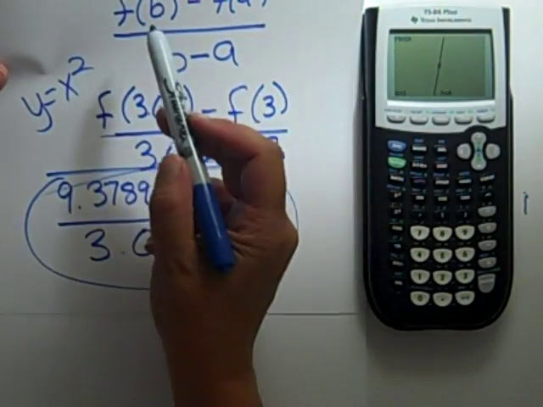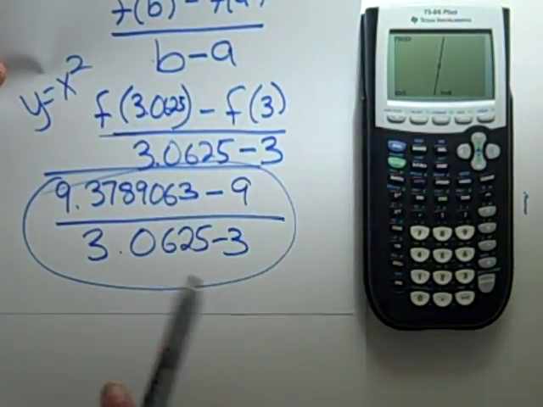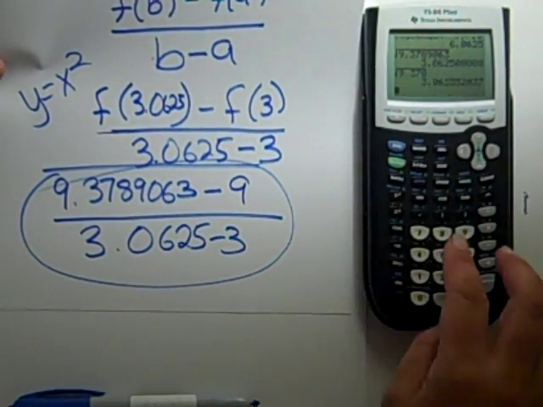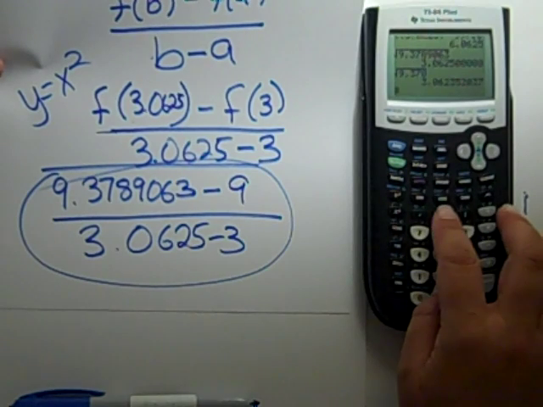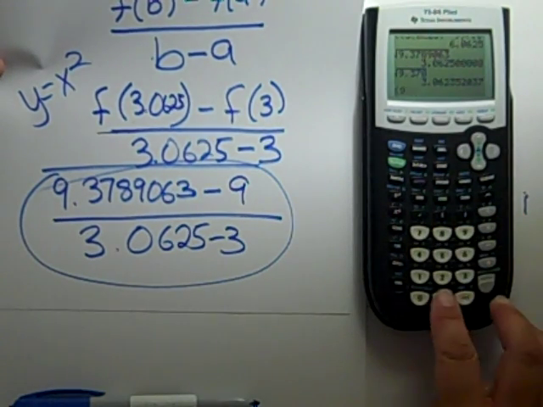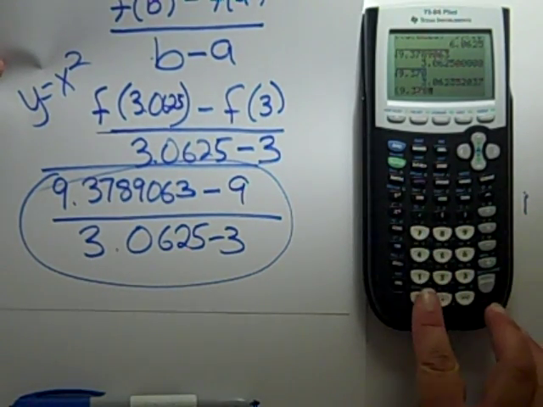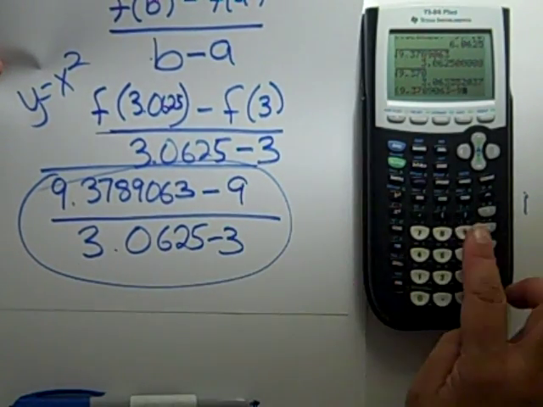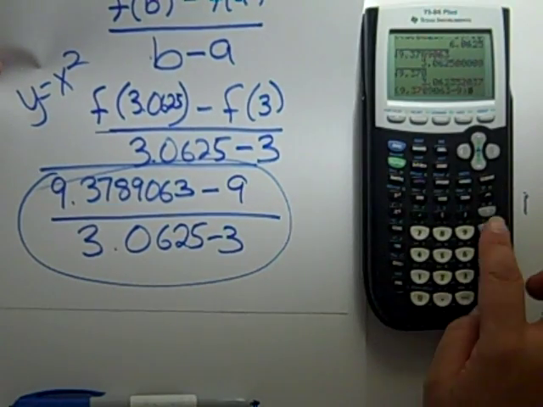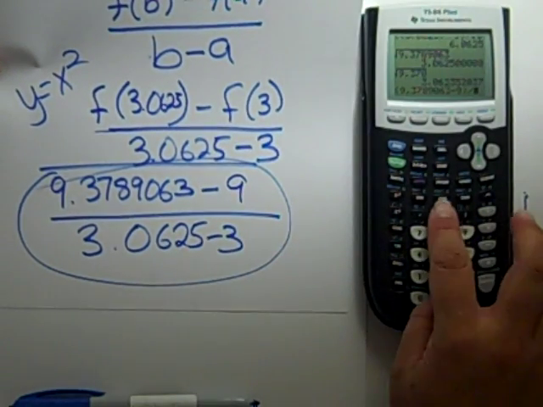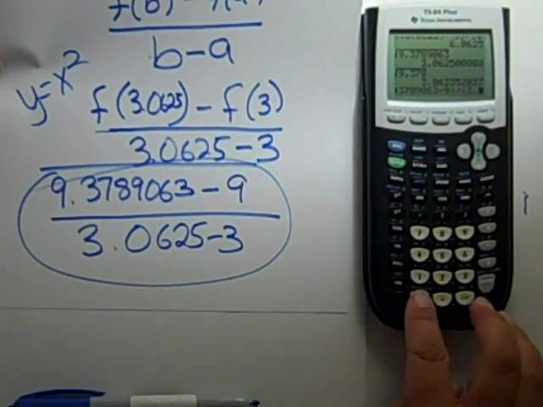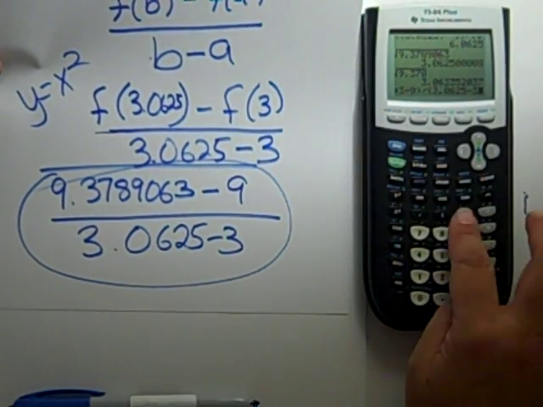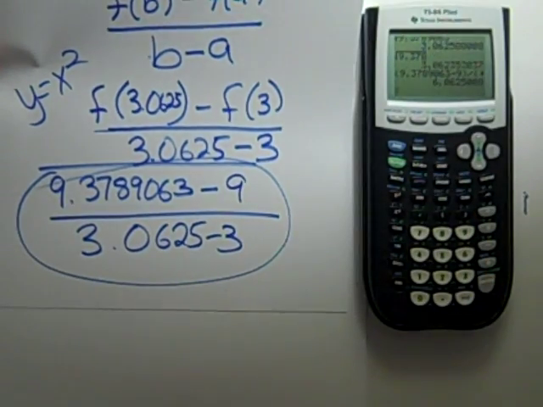So now I filled in all the numbers. F of b minus f of a over b minus a. Okay, and let's calculate this. So I'm going to do second quit. I'm going to use some parentheses here. So parentheses, 9.3789063 minus 9. Close parentheses. Now I need divided for the fraction line. Parentheses again, 3.0625 minus 3. And I hit enter and I should get my slope.